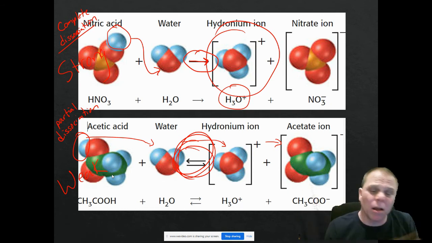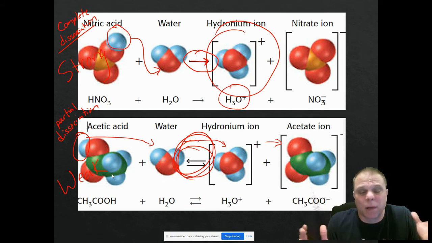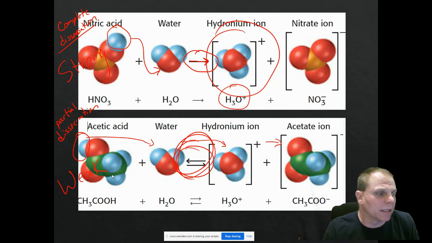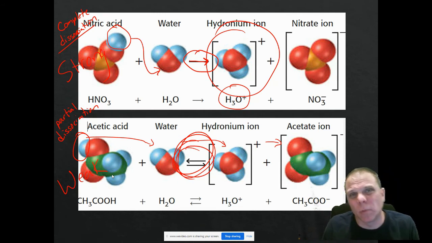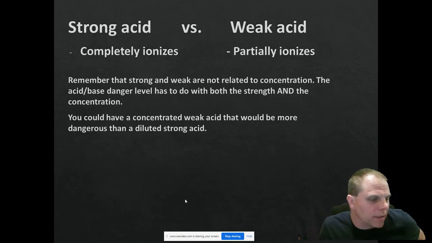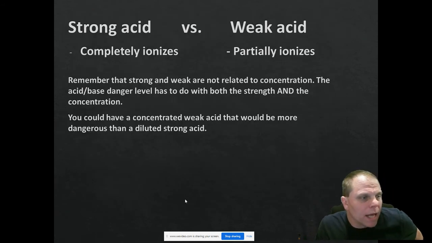If all of the particles are coming apart, then we call it a strong electrolyte, or a strong acid in this case. And if just some of them are coming apart, it's a weak acid or a weak base or a weak electrolyte in this case. All right, so that's what we're talking about here.